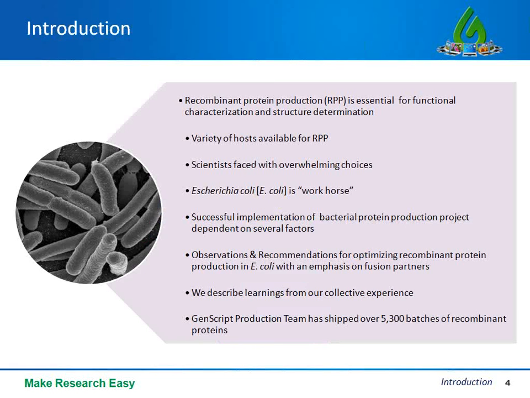So we know that recombinant protein production is an essential step for the functional characterization and structure determination of proteins. And while a variety of hosts are available for this purpose, the gram-negative bacteria E. coli is often considered the "workhorse" of researchers, right? And hence my talk today will focus on recombinant protein production in E. coli. So in doing so, we are going to leverage the collective experience of our production team. As I said earlier, they have shipped more than 5,300 batches of pure protein so far.